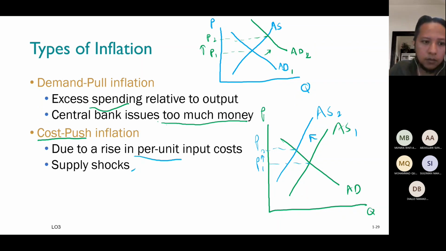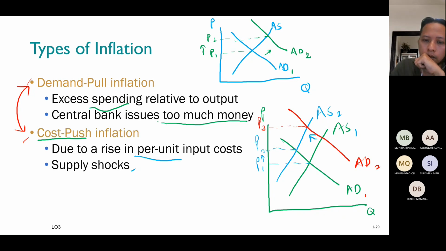Okay, however, you must also be aware that the demand pull inflation and cost push inflation can also happen at the same time. Okay, and basically, for example, in this case, if I draw aggregate demand here, aggregate demand 1 here, aggregate demand 2 here. So now you have a new P3 here. Okay, so this happens when there is cost push inflation where aggregate supply reduces and demand pull inflation happening at the same time.